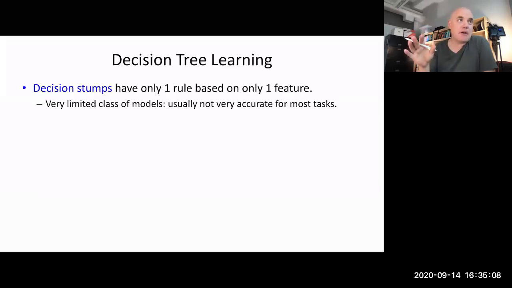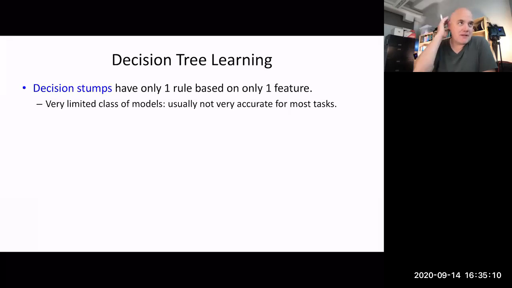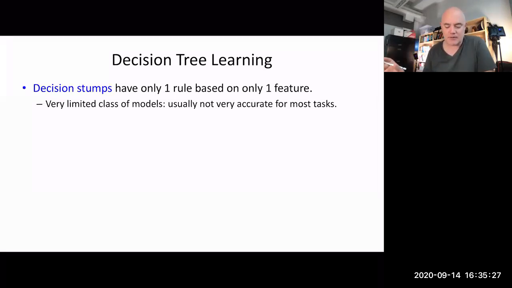So we've got a decision stump, right? If you're thinking about how we're going to make a decision tree, it's probably starting to be clear, or you're starting to think ahead a little bit: how do we make a tree out of stumps? Well, it should be pretty straightforward, and it is. Decision stumps have only one rule based on one feature. This is a super limited class of models. It's usually not very accurate for most tasks.